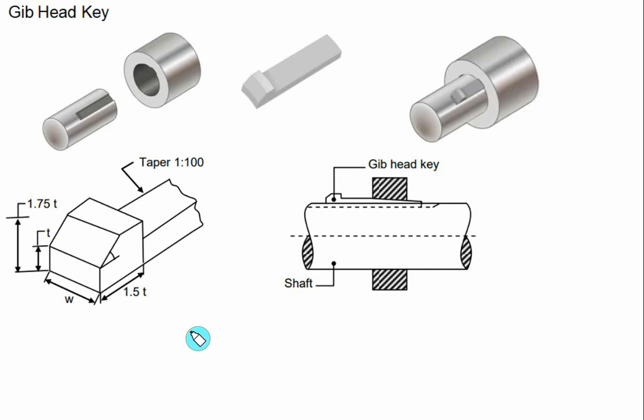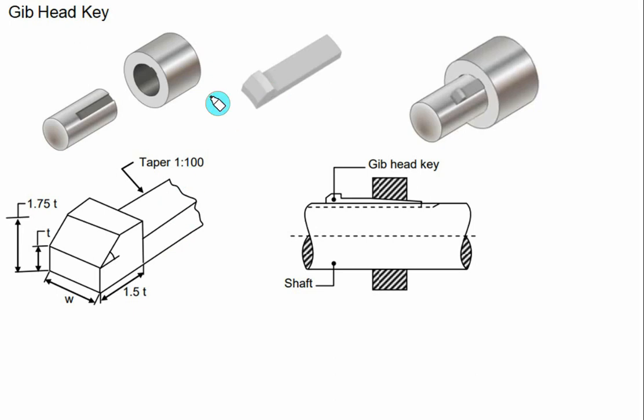Then we have a jib head key. As we know, in the case of a sunk key, the groove is always made, that is, a key slot is made in both the shaft as well as in the hub. So we can visualize here the keyway is made both on the shaft as well as on the hub, and this one is a jib. This one is called the jib head. The key has a width equal to W, height equal to T, that is the same as H. The height of the jib head is taken as 1.75 times the thickness of the jib, and the taper is also provided as 1:100.